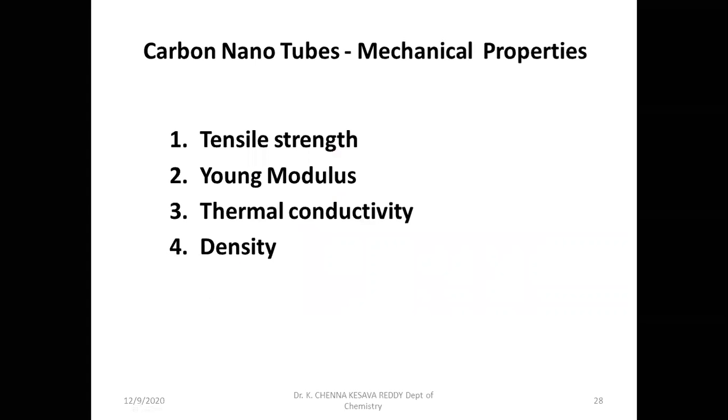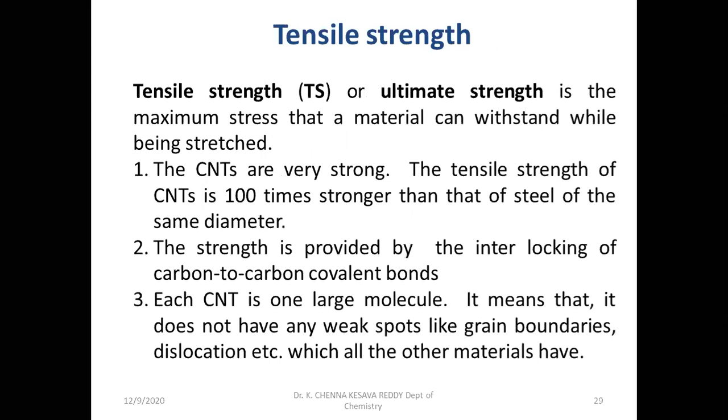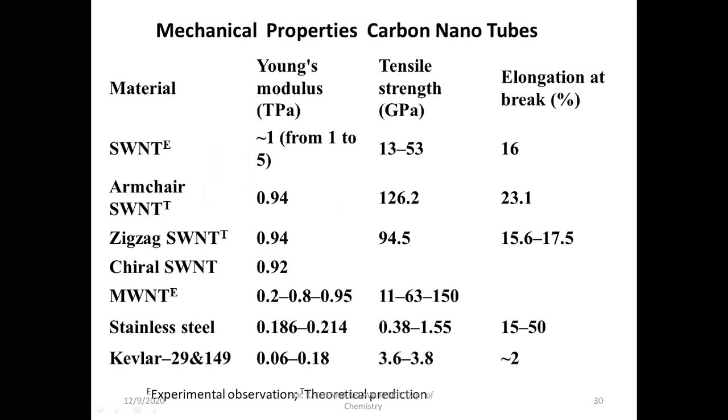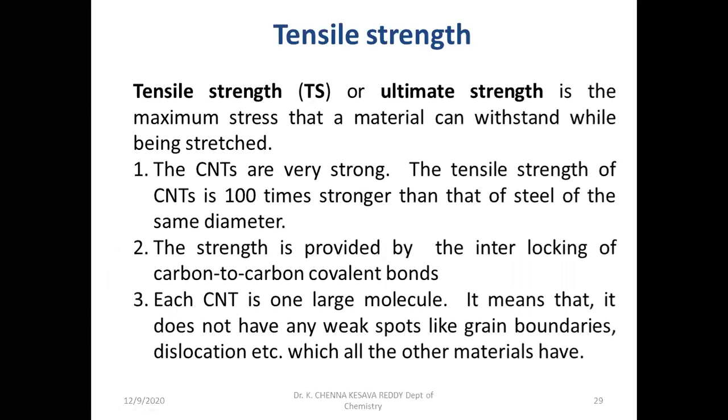Now, carbon nanotubes and their mechanical properties. Carbon nanotubes' tensile strength is high, Young's modulus is high, thermal conductivity is high, and density is low. See the strength of carbon nanotubes. Carbon nanotubes are very strong, and the tensile strength of CNTs is 100 times stronger than steel.